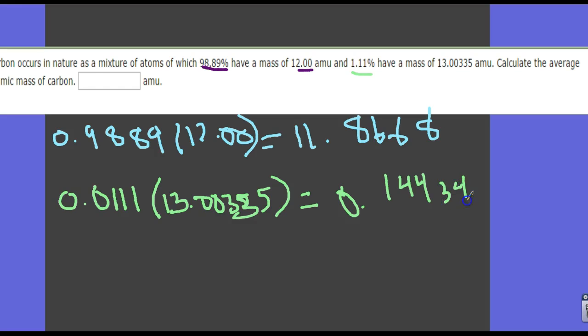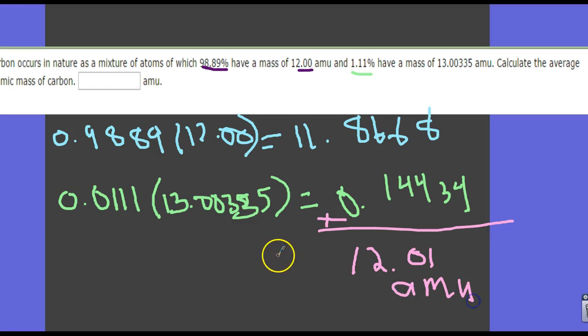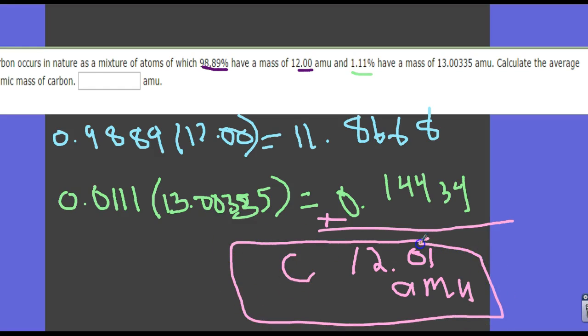0.14434, and now the next step is it's like a weighted grade. You find this one and then that one, and then you add those two up. Plus 11.8668 plus that other number, and it comes out to about 12.01. You can almost always check your answer on the periodic table because it should match, and this one was carbon, wasn't it? So if you look at carbon on the periodic table, it does have a mass of 12.01 AMU.